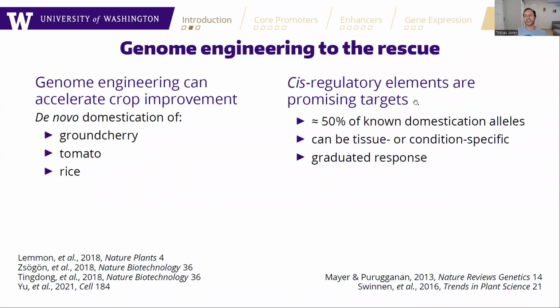And here I want to make a case that cis-regulatory elements might be very promising targets for genome engineering. In fact, a review that was published in 2013 found that about half of all the domestication alleles that we know reside in regulatory regions. In contrast to mutations in the coding sequence, those in cis-regulatory regions can lead to tissue or condition-specific effects, and they often show a graduated response. However, they can also be very powerful.